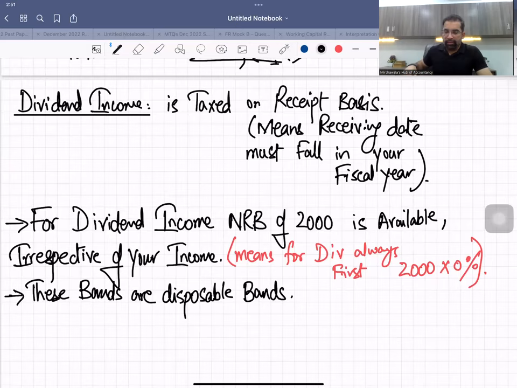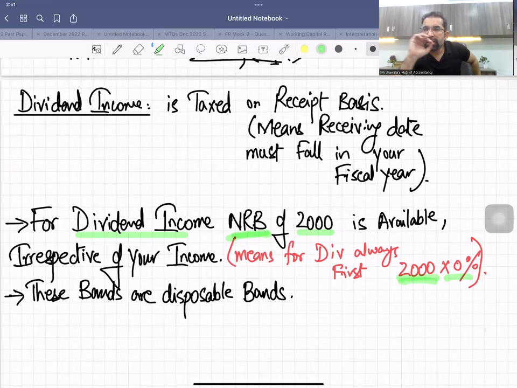Now, the second good news. For dividend income, NRB, the full form of NRB is nil rate band. You can write somewhere: NRB, nil rate band of 2000 is available irrespective of your income. What does it mean? See, I have changed the color. It means for dividend, always the first 2000 is multiplied by 0%.